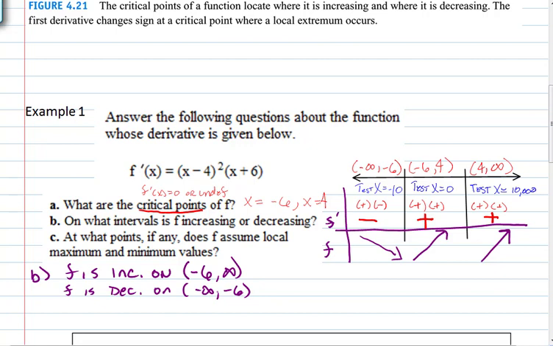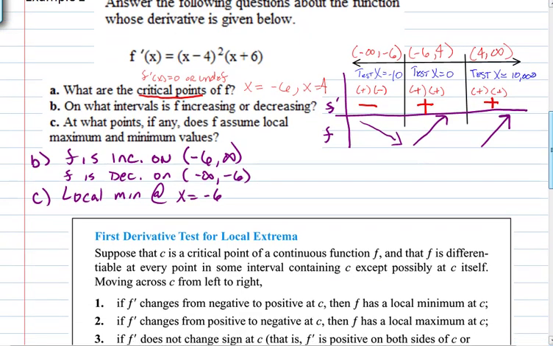At what points, if any, does f assume a local maximum and minimum value? Well, we already addressed that just by looking at this. Can't you envision something that's going like this? And that would be a minimum. So we have a local minimum at x equals negative 6. We don't know the function, we only know the derivative, so I can't give you a y value. I can just tell you where that minimum is going to occur.